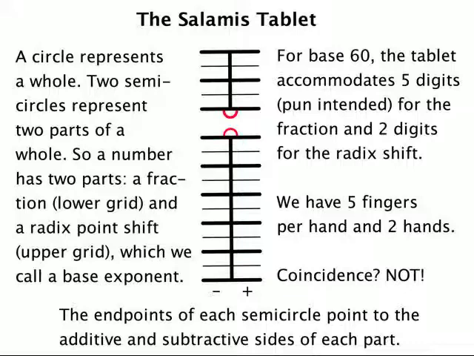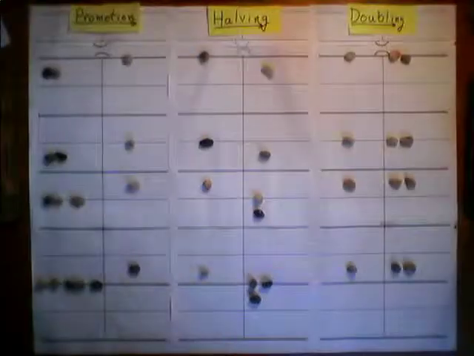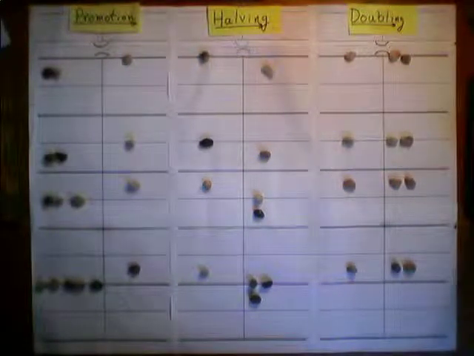The endpoints of each semicircle point to the additive and subtractive sides of each part, what we call negative and positive. For base 60, the tablet accommodates 5 digits, pun intended, for the fraction and 2 digits for the radix shift. We have 5 fingers per hand and 2 hands. Do you think that's a coincidence? I don't.